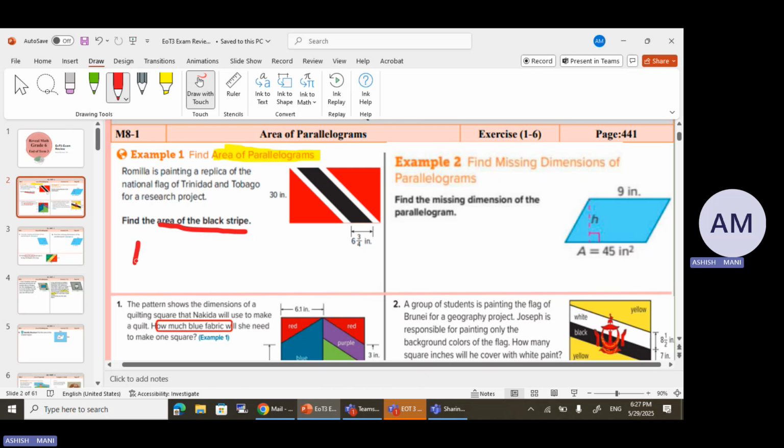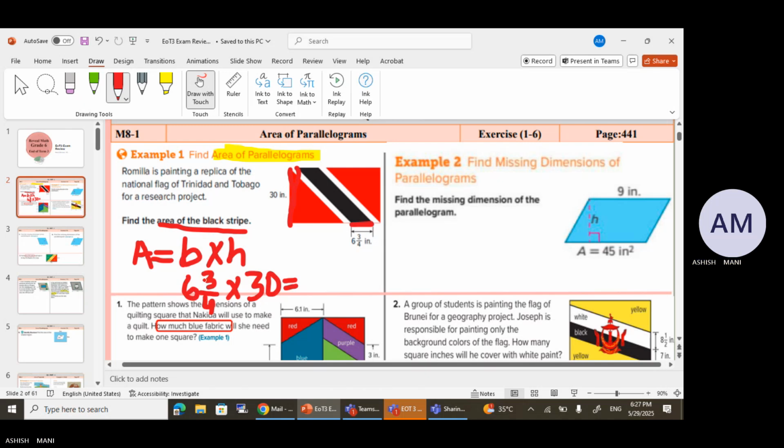First, the area of a parallelogram. The formula is base into height. So we have to find what the base is. If you see in the black pattern, this bottom one is the base, which is 6 3/4. Then you have to multiply it by the height. The height is from here to here, which shows 30. Multiply these two and you will get the area of the parallelogram.